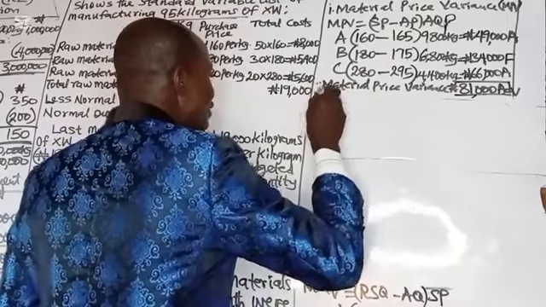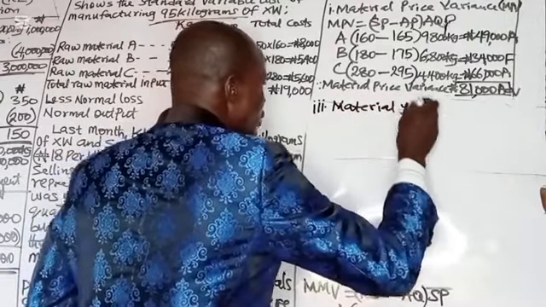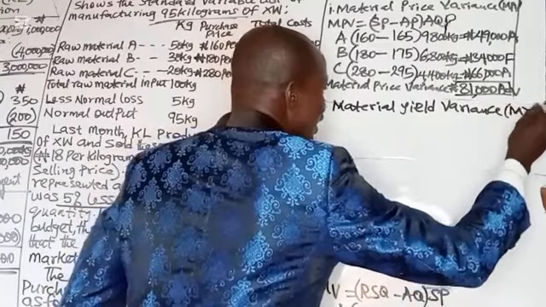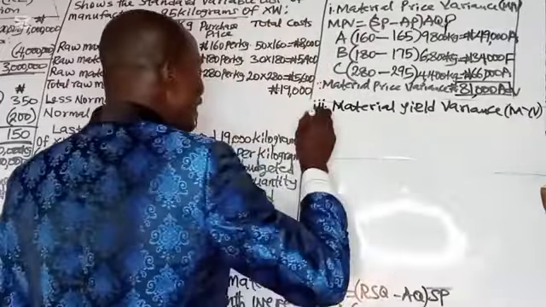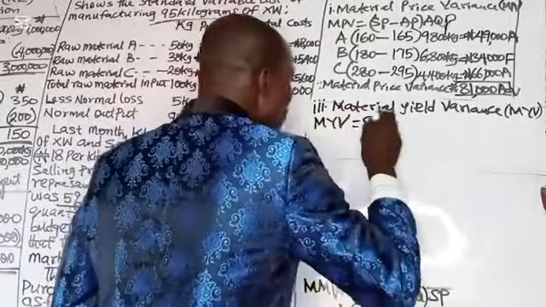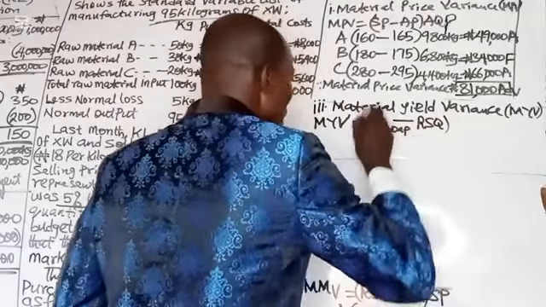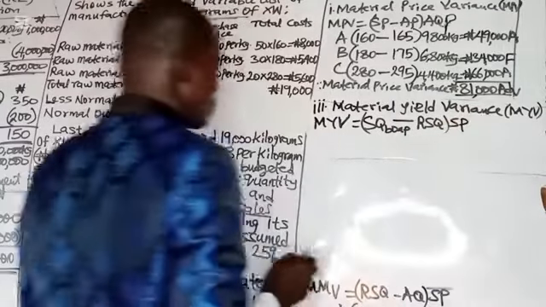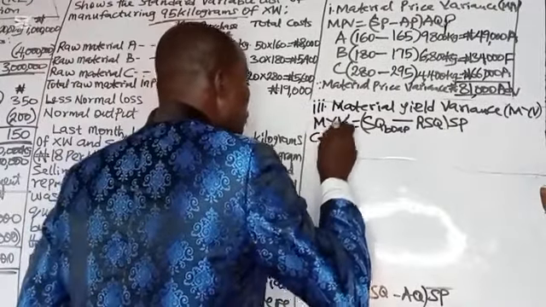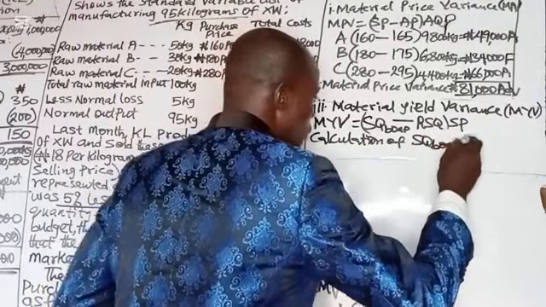3. Let's compute material yield variance. Material yield variance is equal to standard quantity based on actual production minus revised standard quantity multiplied by the standard price. So we need the standard quantity based on actual production. Calculation of standard quantity based on actual production.